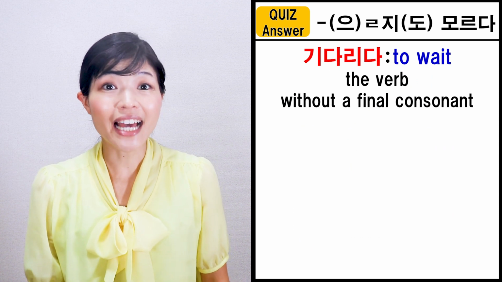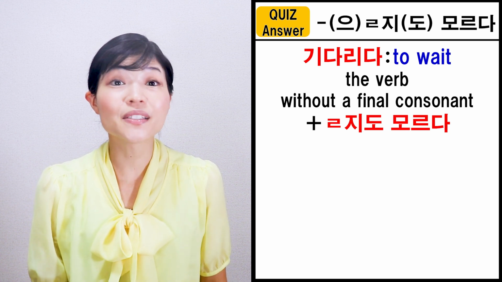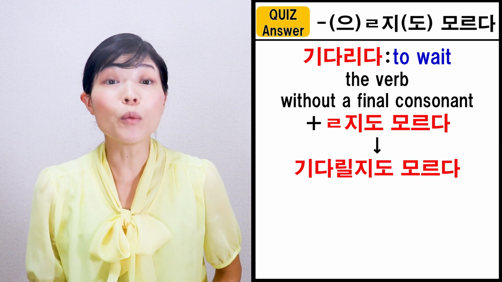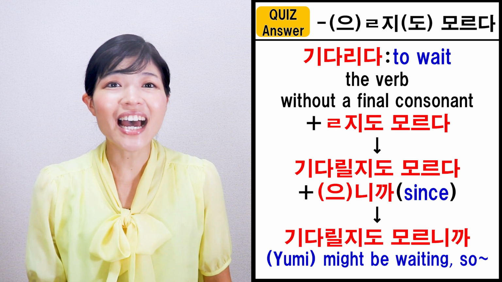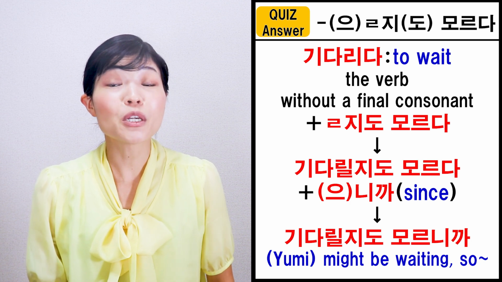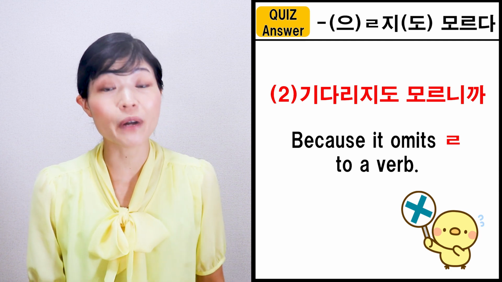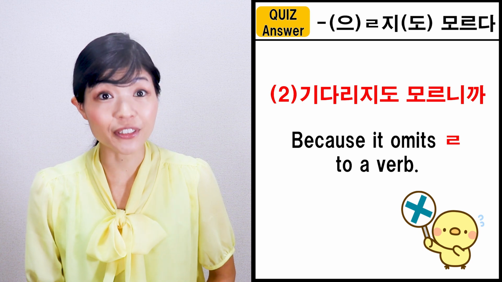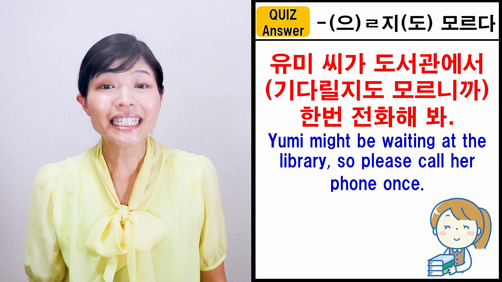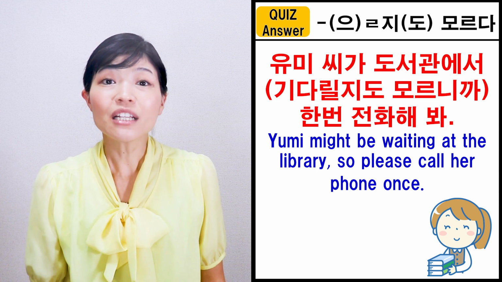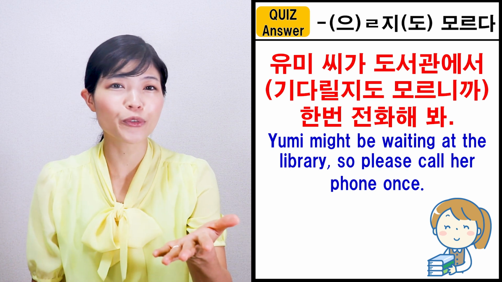Since the verb 기다리다, to wait, does not have a final consonant, you add ㄹ지도 모르다 to the verb to make 기다릴지도 모르다. Then you want to say since, so you add 으니까 to make 기다릴지도 모르니까. Yumi might be waiting, so. Number 2, 기다리지도 모르니까 is close but incorrect because it omits ㄹ to a verb. Now let's read the sentence together. 유미 씨가 도서관에서 기다릴지도 모르니까 한번 전화해봐. Please practice this sentence until it flows smoothly from your mouth.